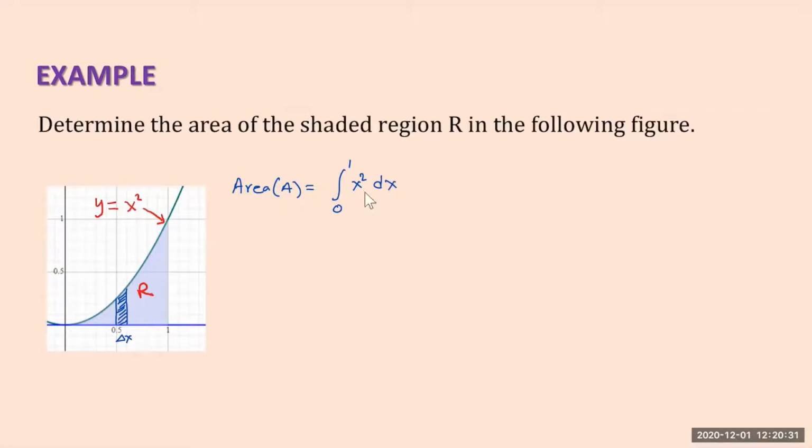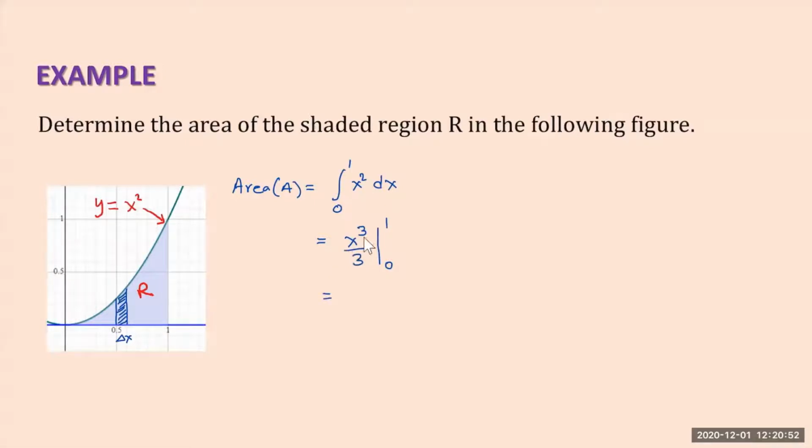Now, in order to evaluate this integral, we use the power rule. That is, we increase the power by 1 and divide by the new power. So we have x squared. If we increase by 1, it will be x cubed. And we divide by the new power, so x cubed over 3. And we have to evaluate this between 0 and 1. That is by using the fundamental theorem of calculus.